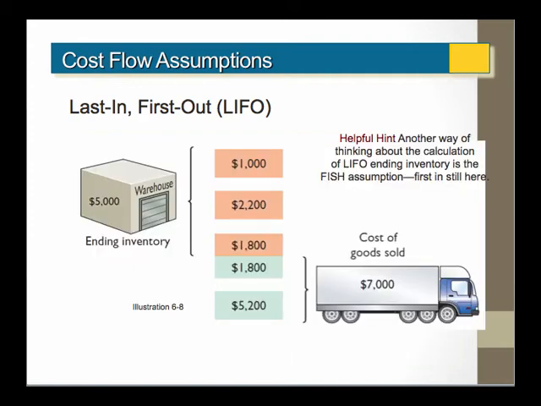So this illustration shows that if we layered our beginning inventory plus our purchases of the $1,000, the $2,200, the $3,600, and the $5,200, we would use for cost of goods sold the most recent purchases to determine the cost. The older purchases would end up in ending inventory.